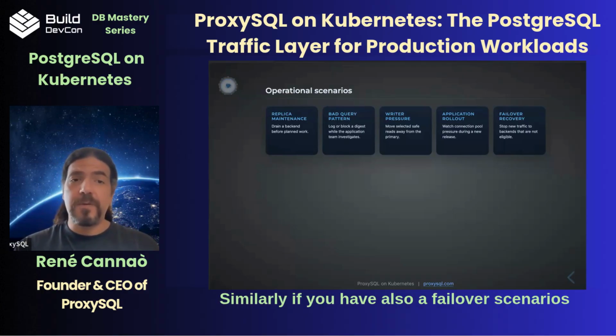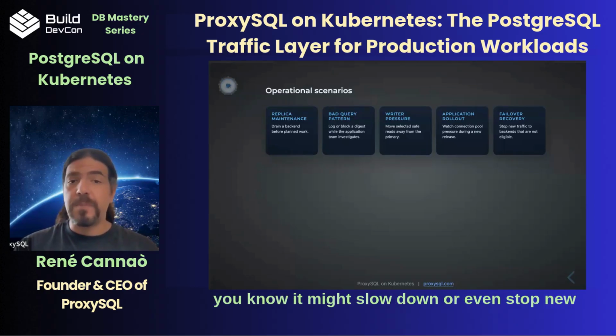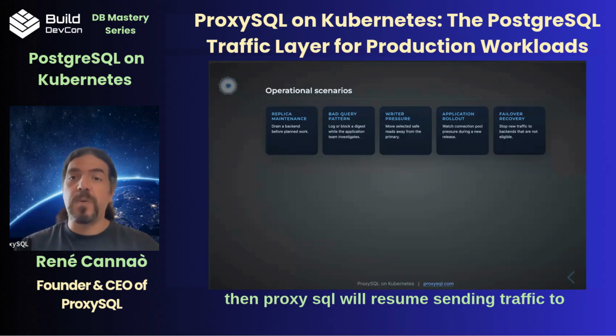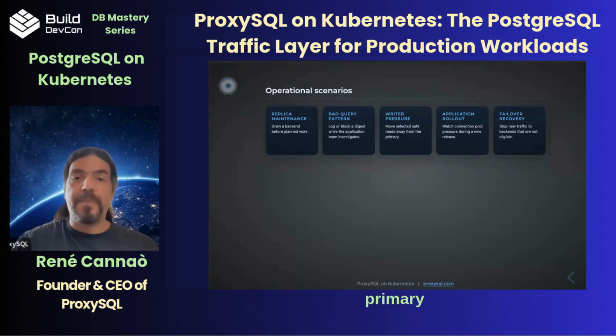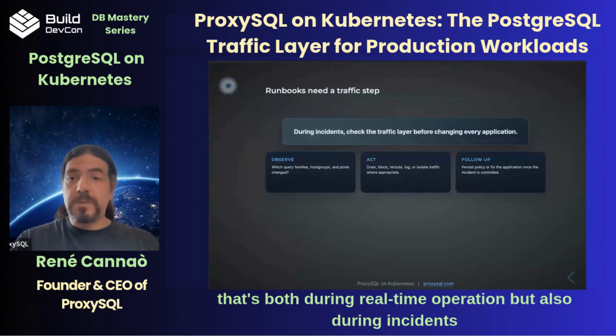Similarly, if you have failover scenarios, ProxySQL is able to detect this in real time, and it might slow down or even stop new traffic until the failover has completed. Once the failover has completed, ProxySQL will resume sending traffic to the right server, in this case the newly promoted primary. So that's great, both during real-time operation, but also during incidents.